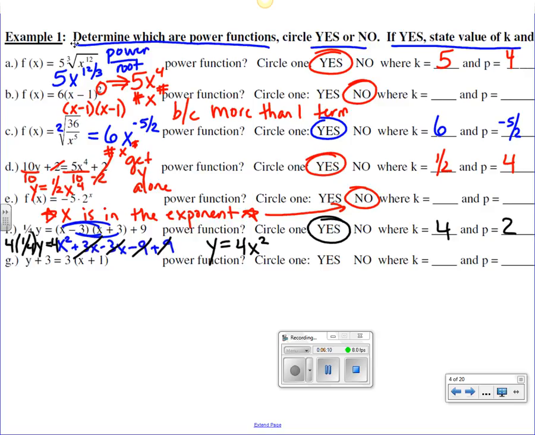All right, so let's work the last one out. Distribute your 3x plus 3. Get y by itself, subtract 3. So you're left with y equals 3x. So yes, it's a power function. K is 3, and your power is 1. All right, remember, you can pause if you need more time to write this down, or you can rewind it.